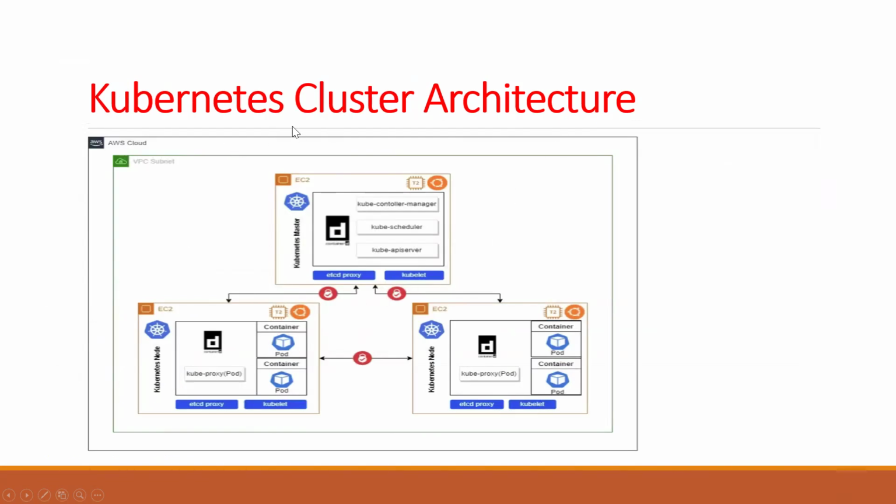Kubernetes cluster architecture. This is the AWS cloud. On the AWS cloud, you have a VPC. In the VPC, you have three EC2 instances. One is a master, and two are worker nodes. In the master node we need kube controller manager, kube scheduler, kube API server, etcd, and kubelet. In the worker node, there is kube proxy, pod, container, and kubelet. So this is the architecture of Kubernetes.